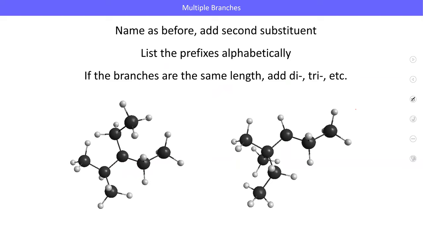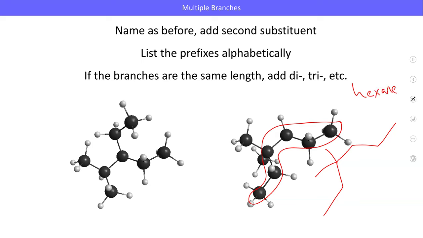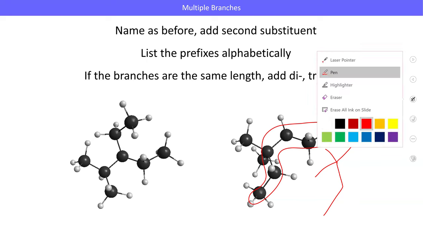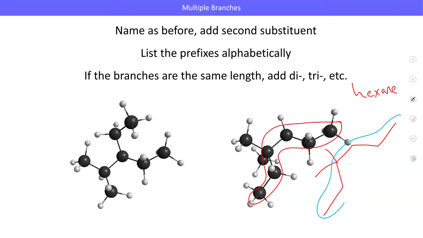All right, so one more and we'll take our break. We've got our longest continuous carbon chain. It's 6, so we know it's going to be hexane. We've got 2 branches. The reason I like drawing these out as skeletal structures and then circling the parent molecule is that whatever sticks out from the circle has to be named as a branch. So it gives you a really good visual indicator.